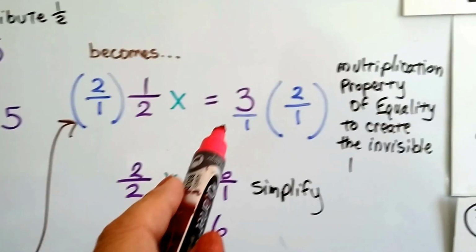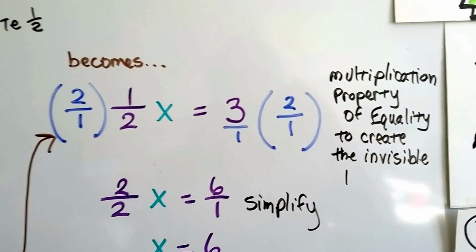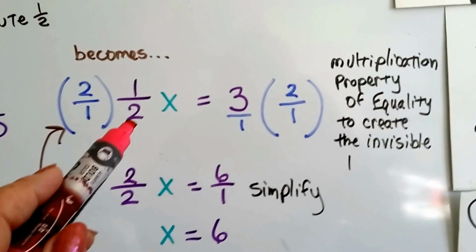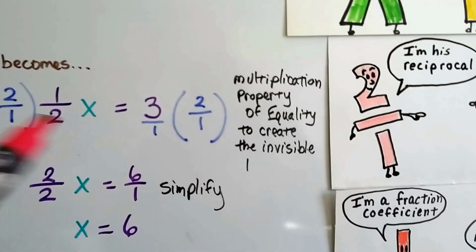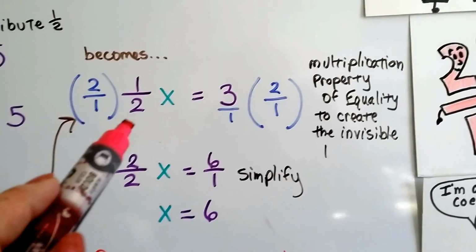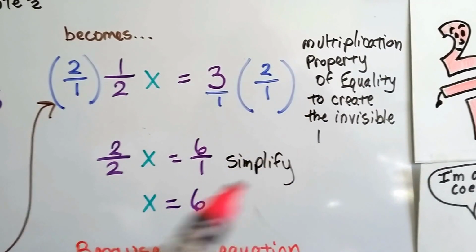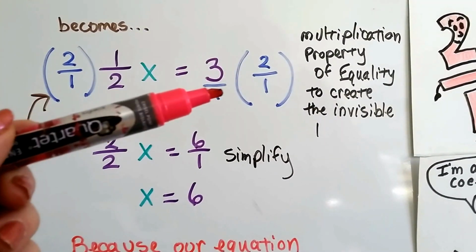Now we move up over here, and we can use the multiplication property of equality to create that invisible 1 by multiplying by the reciprocal of a half. See? We flip around the numerator and denominator to get the reciprocal. And the reciprocal of a half is 2 over 1, so we multiply both sides by 2 over 1. That becomes 2 over 2x, and this becomes 6 over 1x.